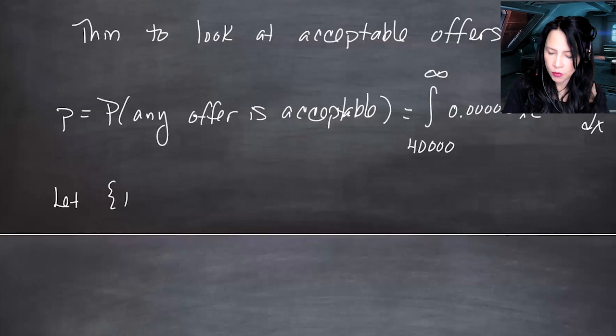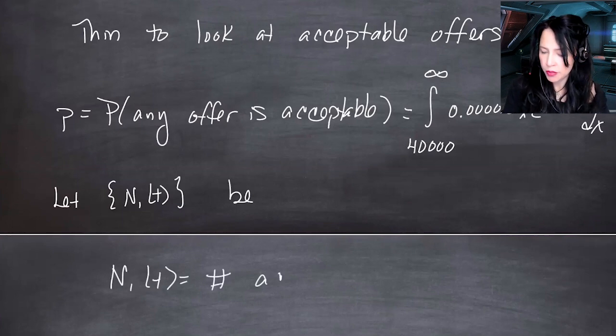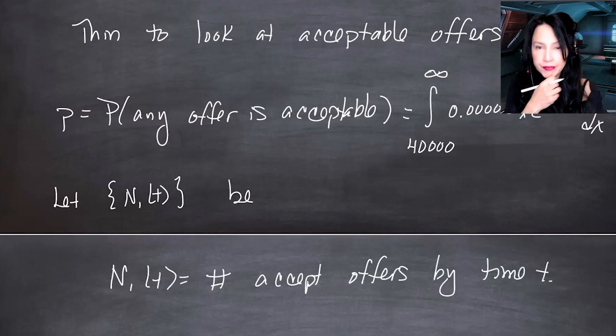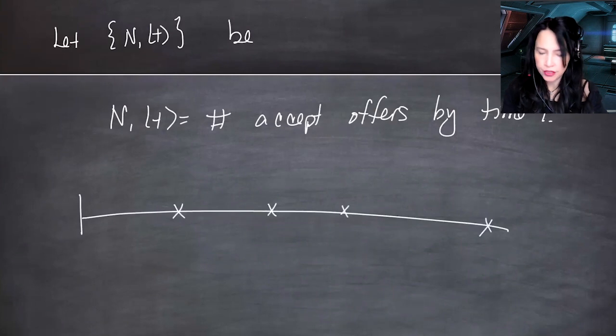And then we look at the acceptable offer process only. So I'll let N1 of T be the acceptable offer process. So N1 of T is the number of acceptable offers by time T. So there's a couple of ways to look at this. I think the most natural way, given the wording, is we're just looking at acceptable offers. So we've thinned it out and we want the probability that the first offer happens.